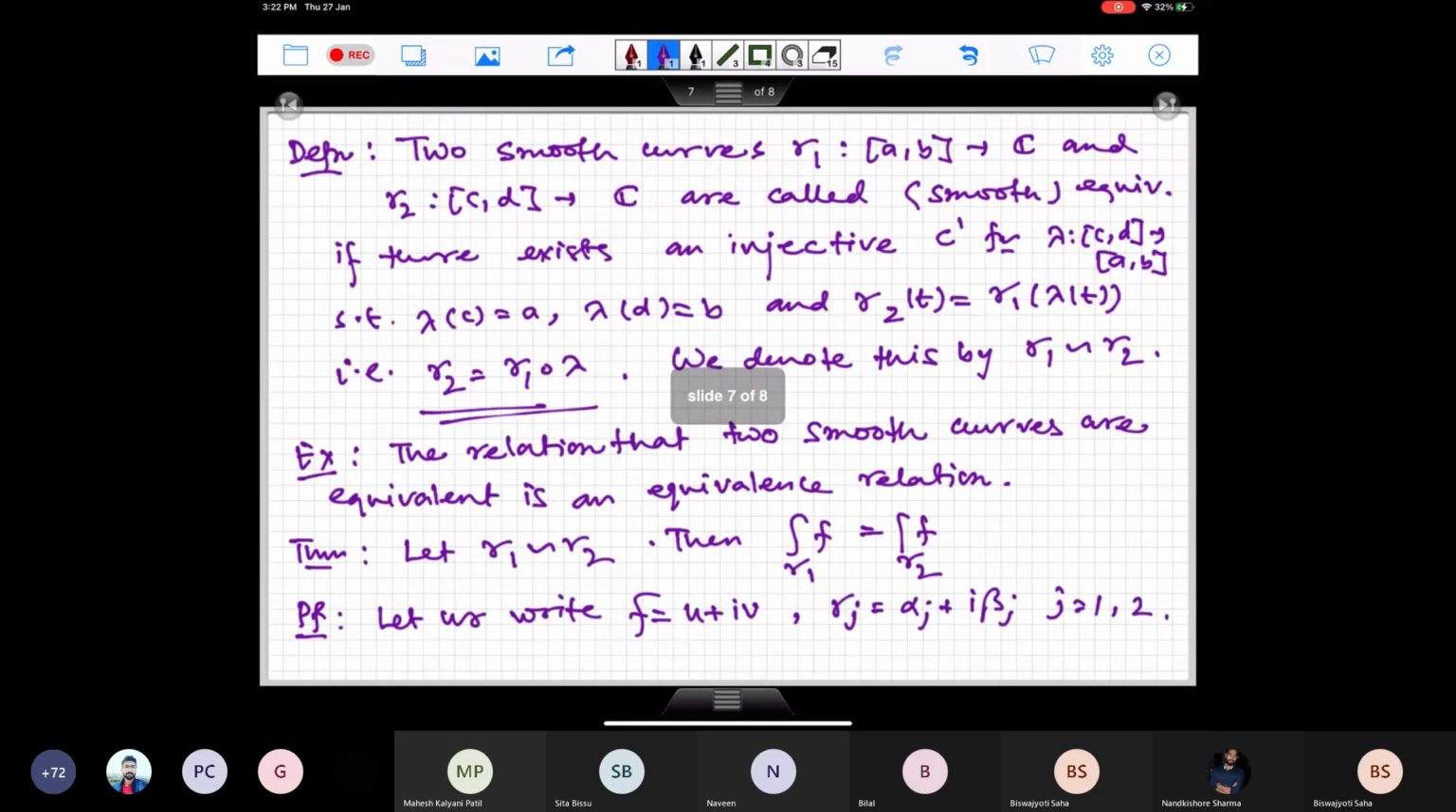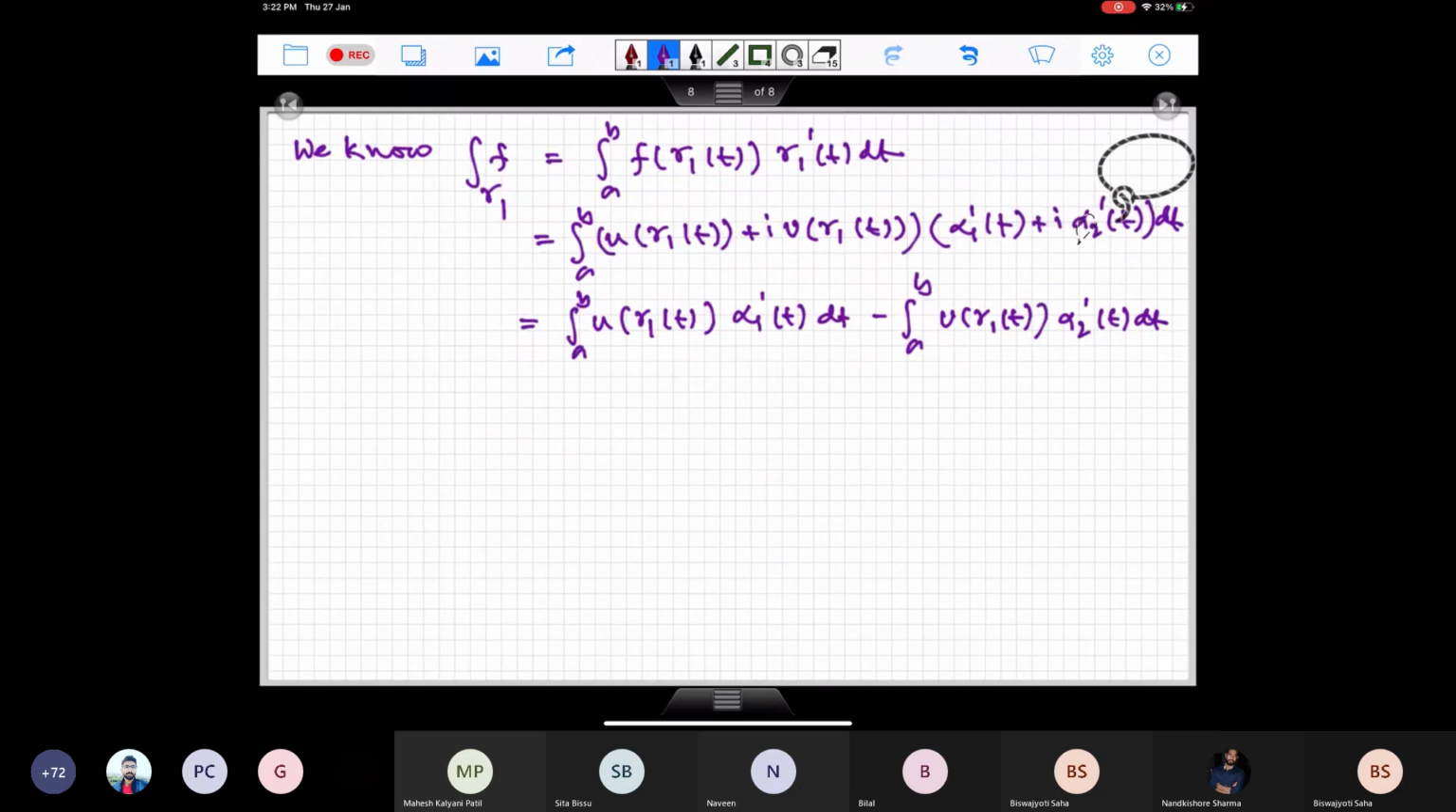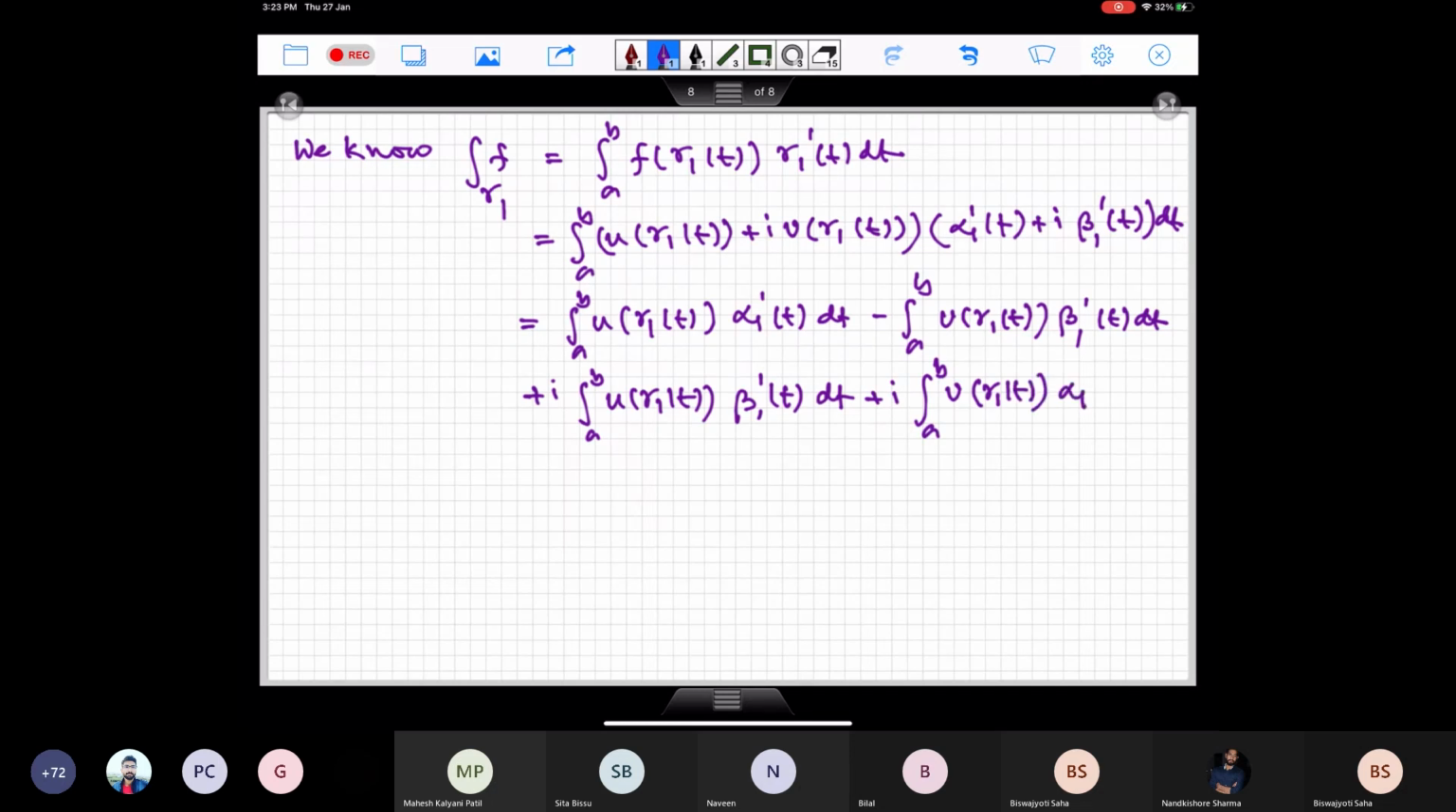Sorry, here I wrote alpha 1 plus beta 1, right? So not alpha 2. Sorry, so this is beta 1. So this should be beta 1. Yeah, and plus i times the integral from a to b of u of gamma 1 t beta 1 prime t dt, and plus i times the integral from a to b of v of gamma 1 t alpha 1 prime t dt. Okay, so if you just open things up, you are going to get this one eventually.